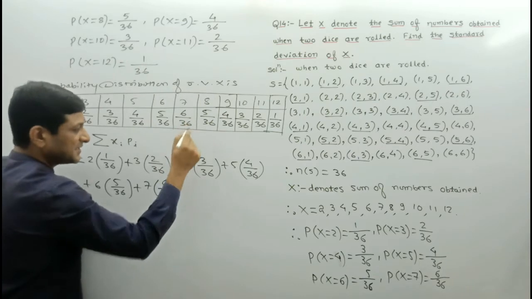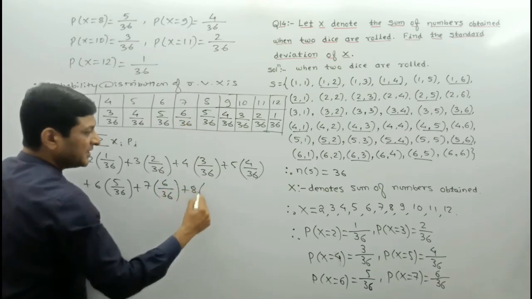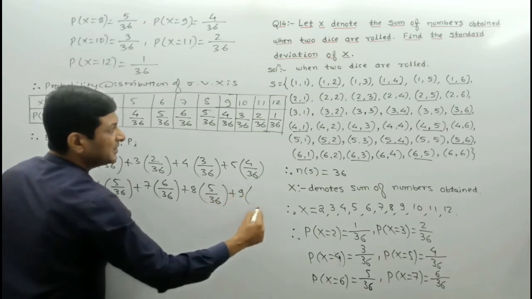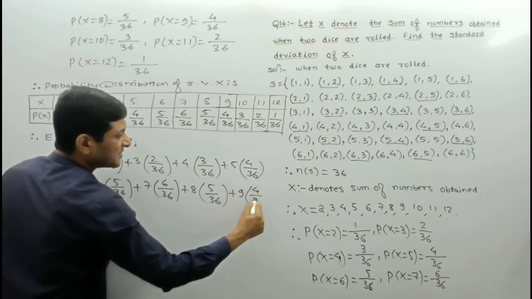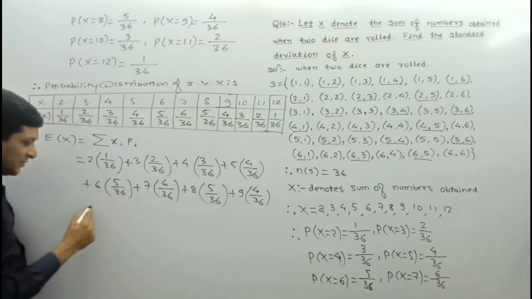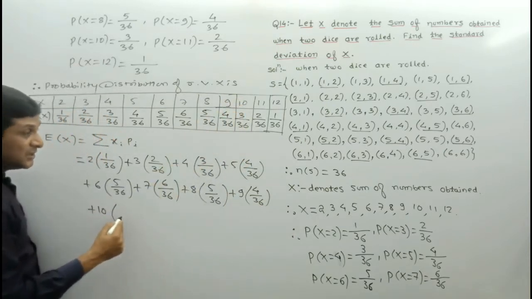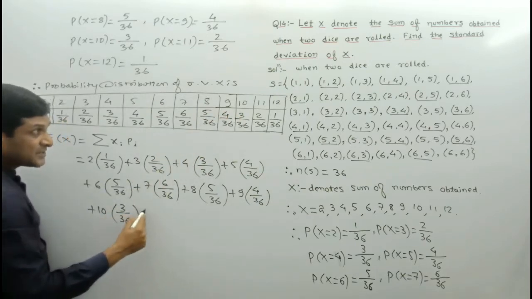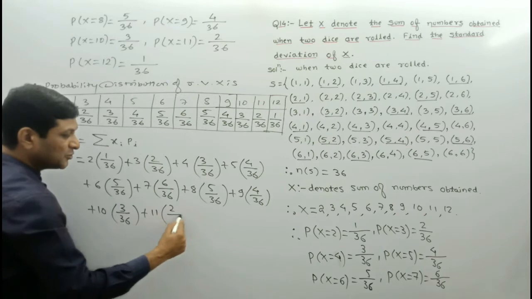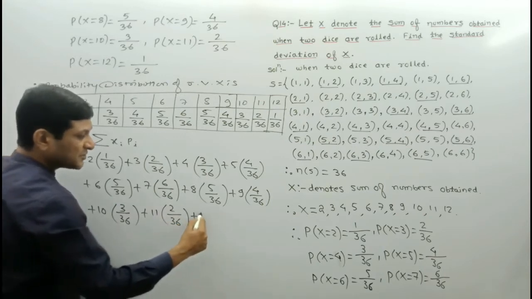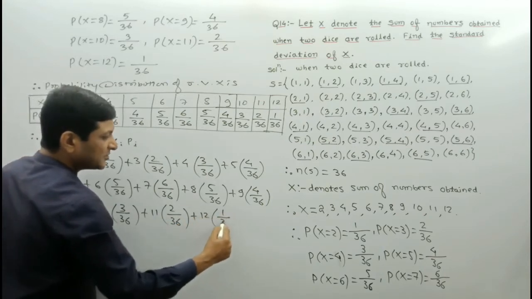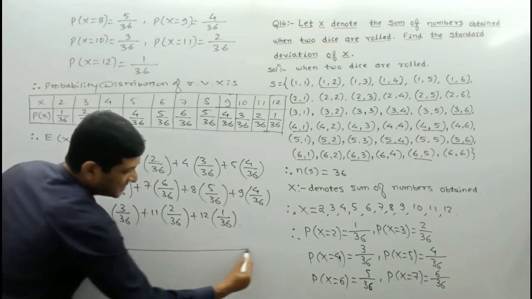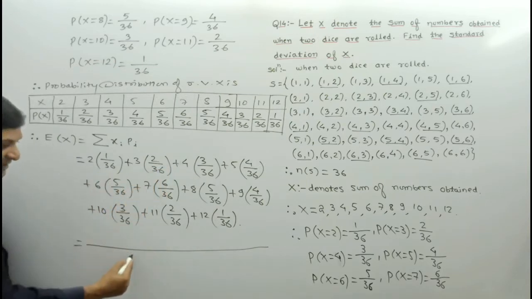Plus 8 into 5 by 36, plus 9 into 4 by 36, plus 10 into 3 by 36, plus 11 into 2 by 36, plus 12 into 1 by 36. So here we can observe that the denominator of all the terms is the same. What is the denominator of every term?